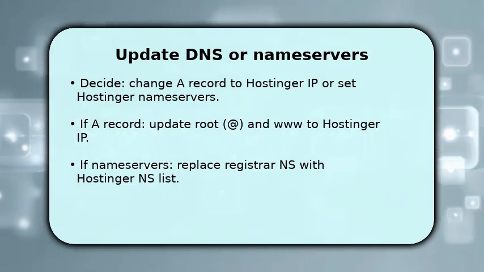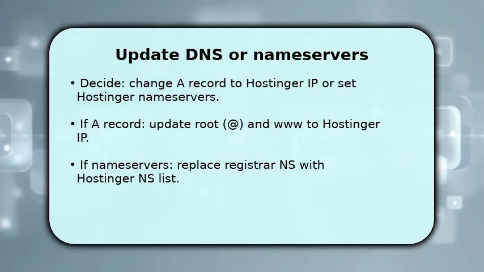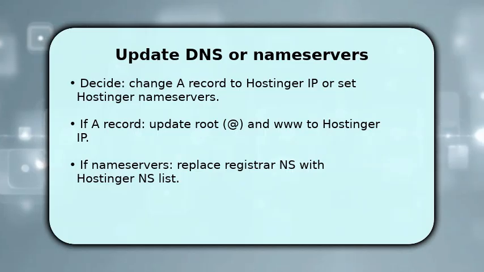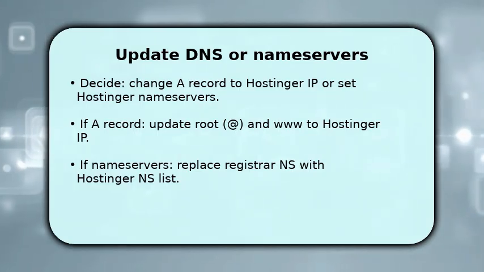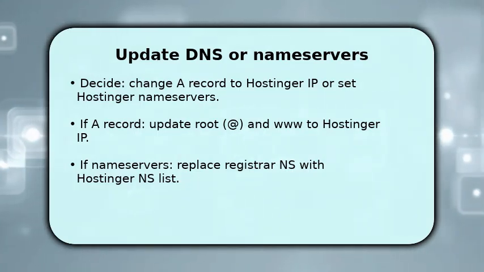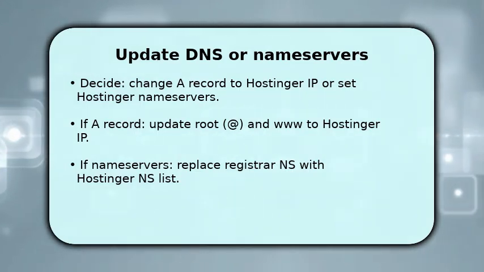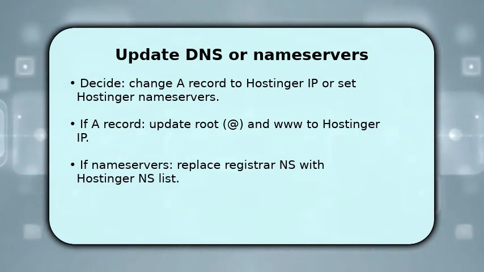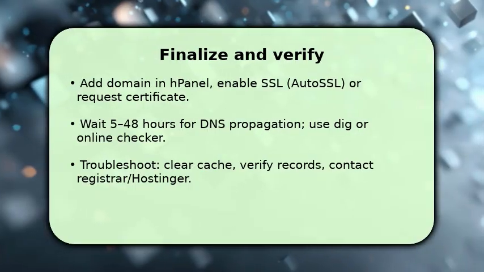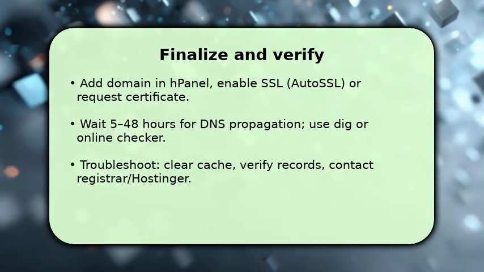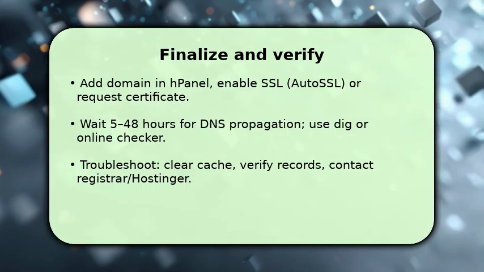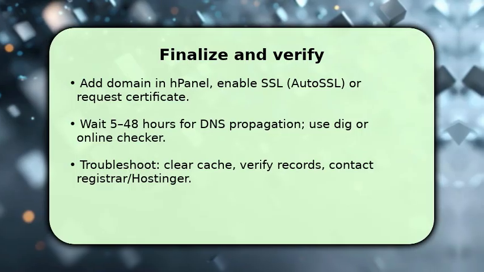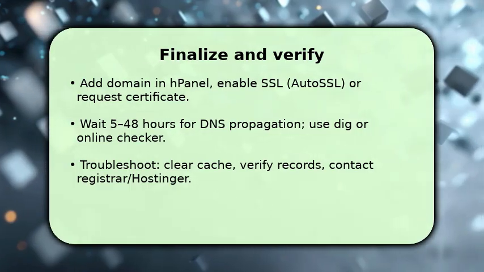If you prefer Hostinger name servers, replace all registrar name servers with the Hostinger values and save. Once saved, confirm in Hostinger hPanel by adding the domain to your hosting account, so the control panel recognizes it and issues SSL later. Finish by adding the domain inside Hostinger's hPanel, enabling auto SSL so HTTPS works automatically, and configuring any subdomains or email records like MX if needed.